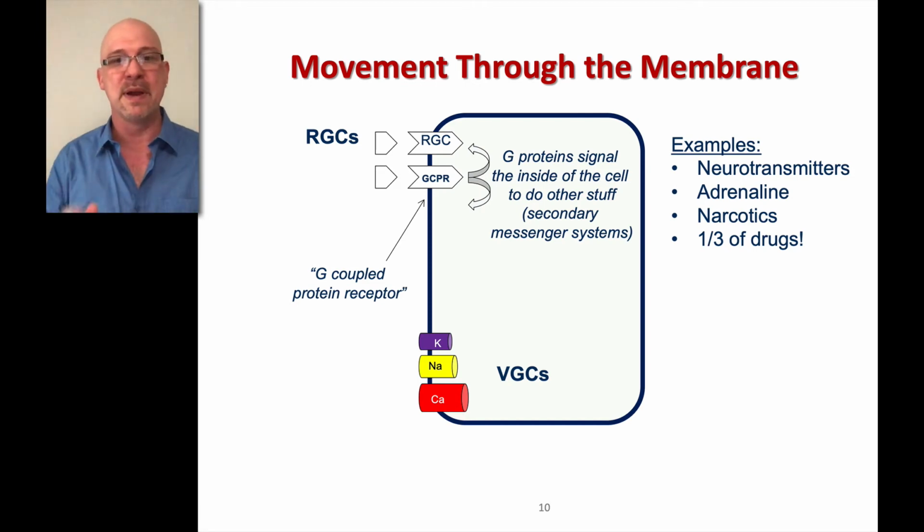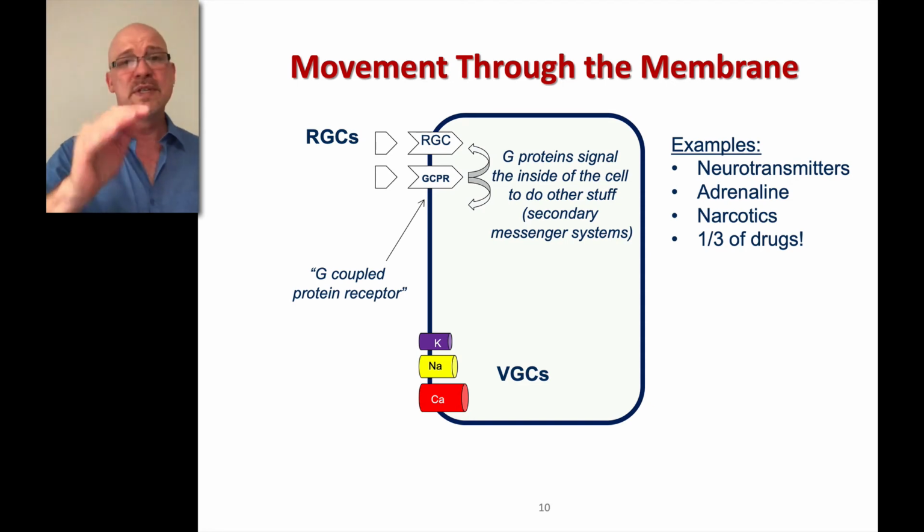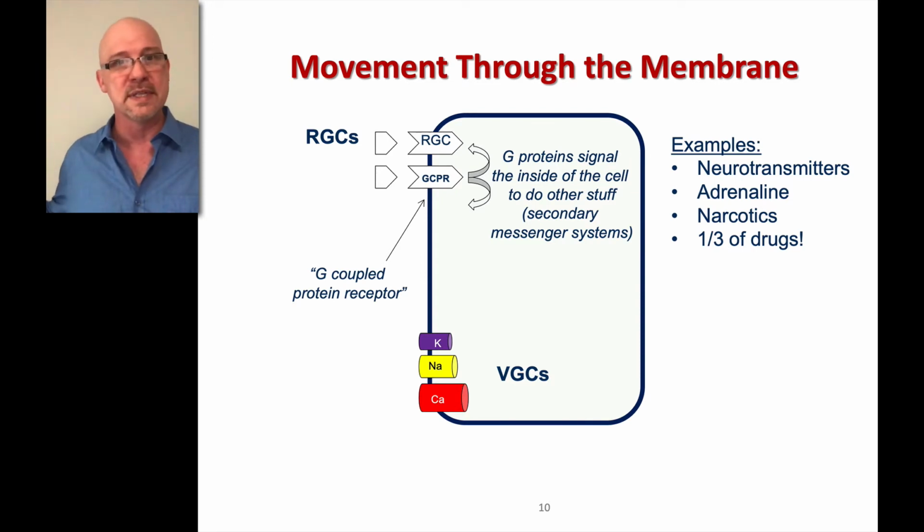So let me draw a comparison. I think of voltage-gated channels as somebody with an electric car door opener. They just press the electricity and it opens. Receptor-gated channels are more like keys that will open up the whole car door itself.